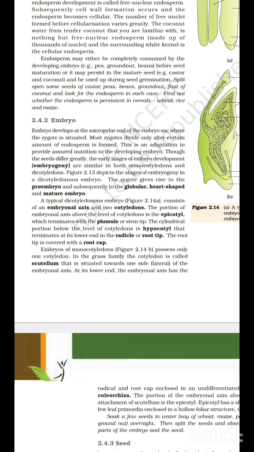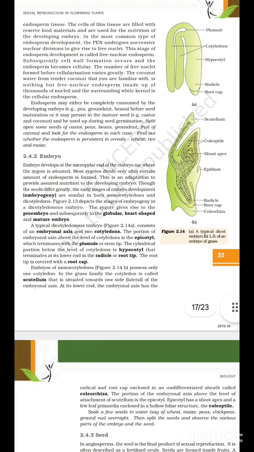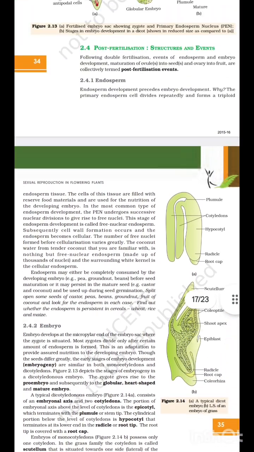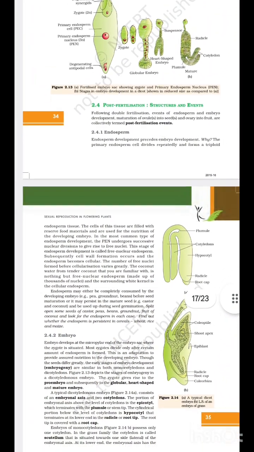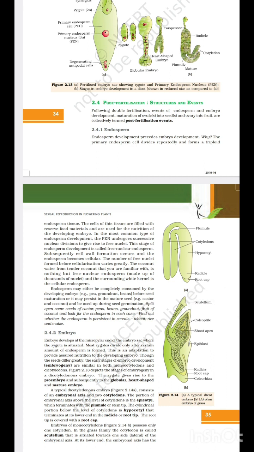Figure 2.13 depicts the stages of embryogeny or embryo development of a dicotyledonous embryo. The zygote gives rise to the proembryo, then after the proembryo the subsequent globular stage is found. Then after the globular stage, the heart-shaped stage is found. After that comes the mature embryo of a dicot.